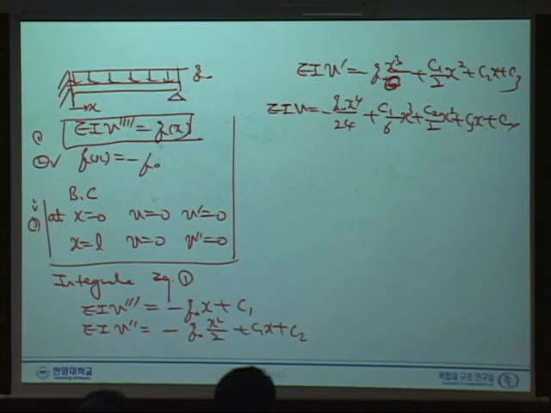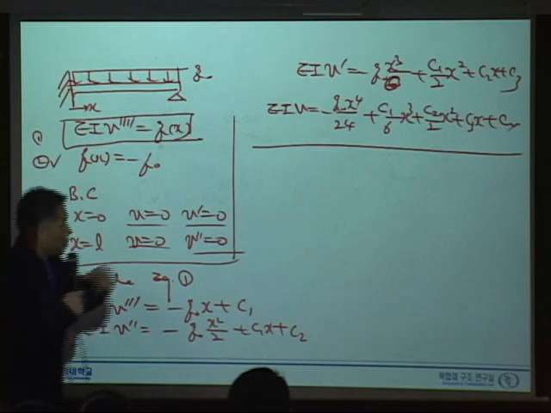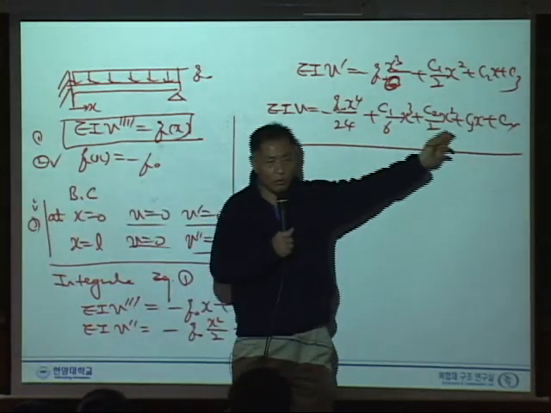Well, all you need to do is just integrate the governing equation 4 times. Okay? Now, what would be the next step? We have to solve C1, 2, 3, 4 using boundary conditions. How many boundary conditions do we have? 4. 1, 2, 3, 4. We already have them. How many unknowns? We have 4 unknowns in terms of C1, 2, 3, 4.